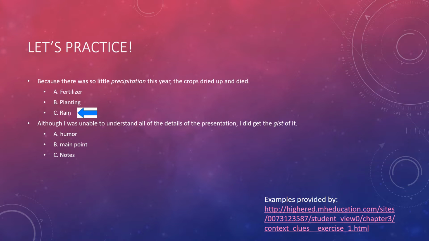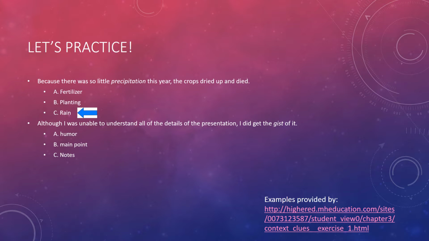Although I was unable to understand all of the details of the presentation, I did get the gist of it. We're looking at the word gist. So let's use our context clues to figure out what gist means. So the person was unable to understand all of the details. So would the gist mean A, humor, B, main point, or C, notes?